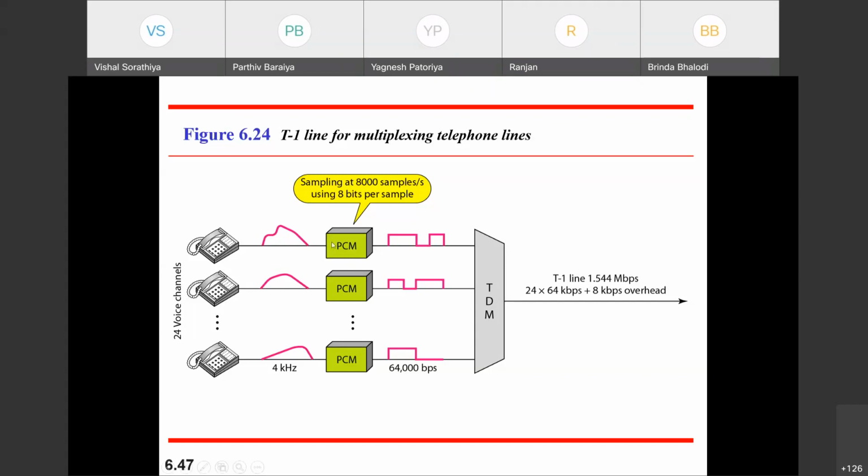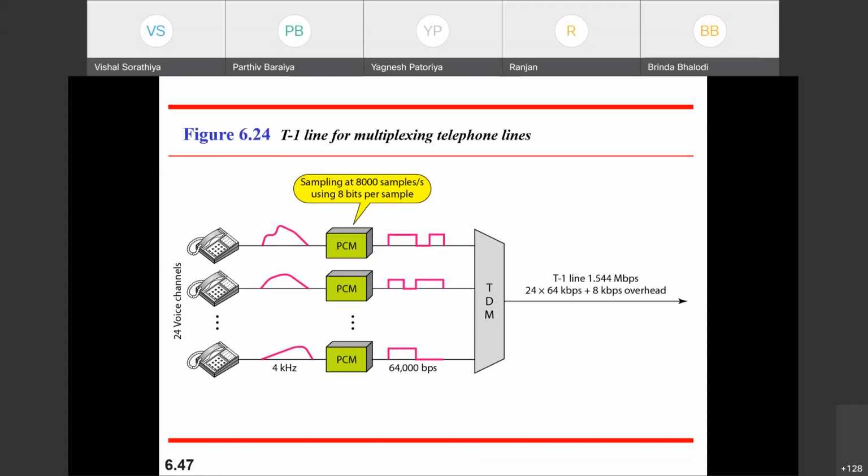This pulse coded modulation will do 8,000 samples. Its sampling rate is 8,000 samples per second, and each sample has 8 bits. So 8,000 samples in 1 second, and you represent each sample with 8 bits. So there are 2^8, 256 quantization levels. If you know analog to digital conversion, it is sampling, quantization, and encoding.